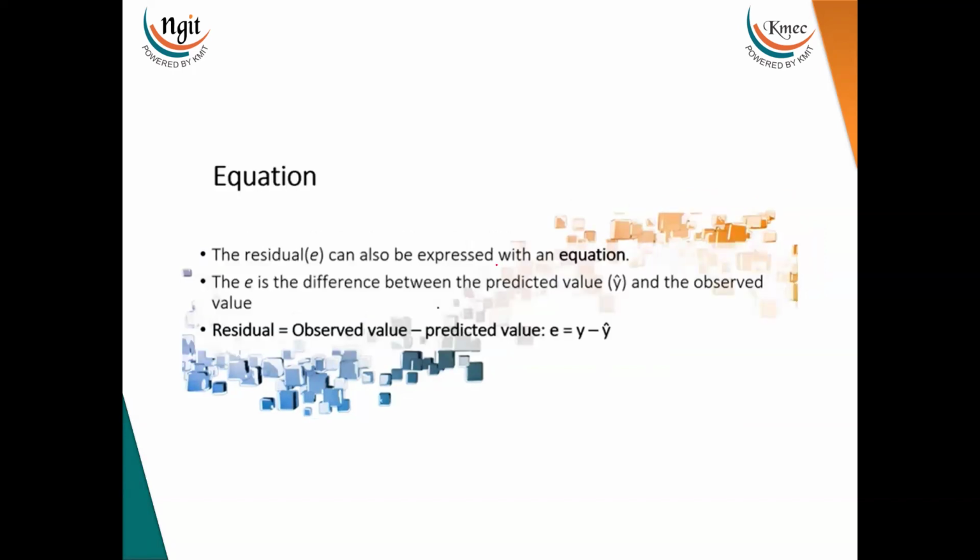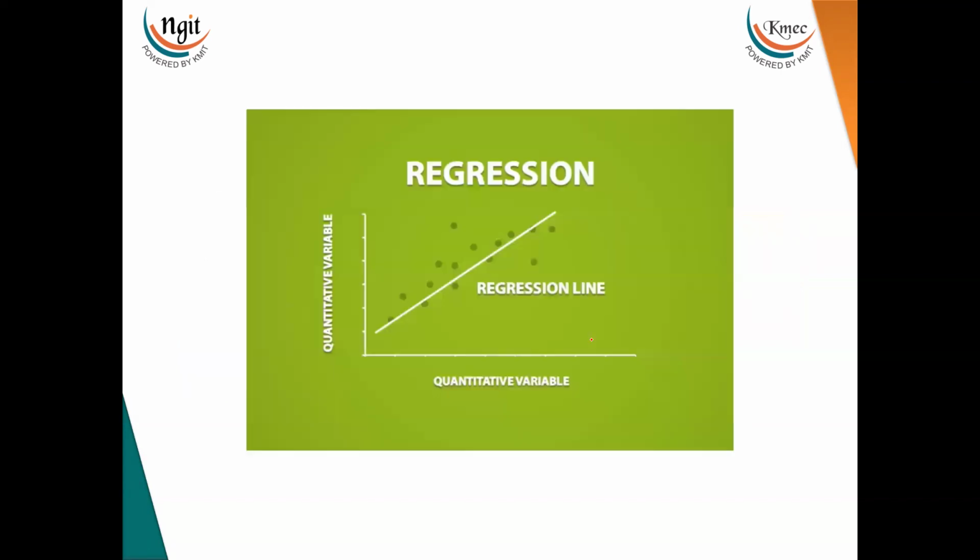The residual is also expressed with an equation and is represented by the symbol e. It is the difference between the observed value and the predicted value. The predicted value is represented like this, y cap. So residual is equal to observed value minus predicted value. In another way, it is the actual value minus the predicted value. This is what we call the residual, or in this way we find the errors in regression analysis. So let me explain how we are going to find all these things.